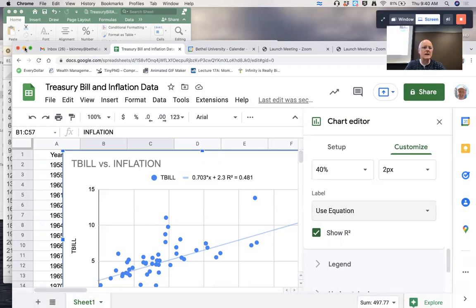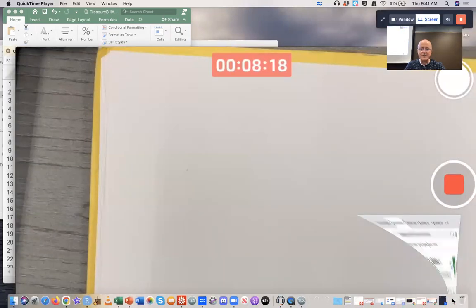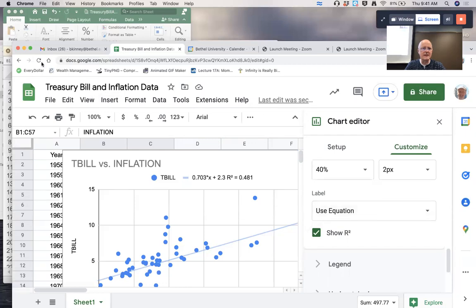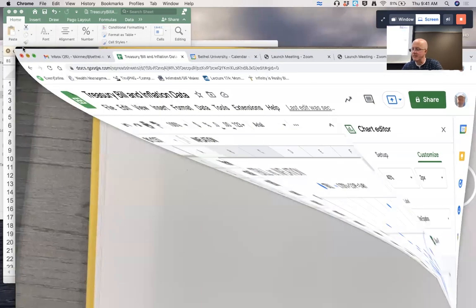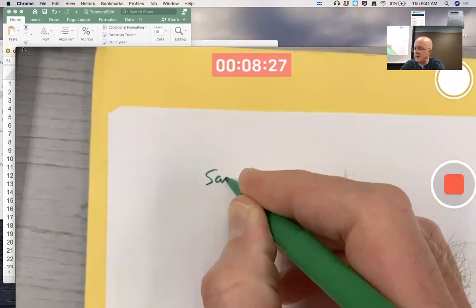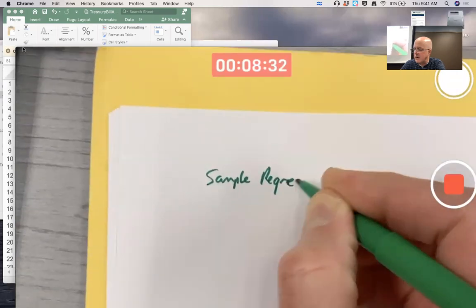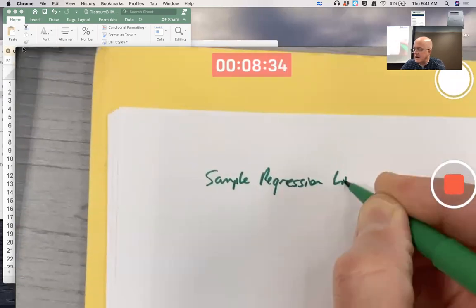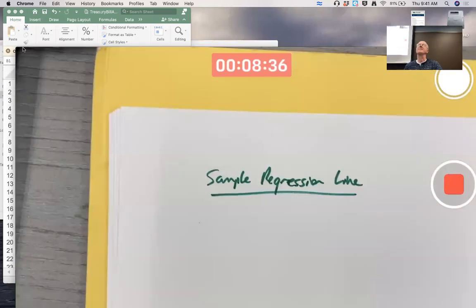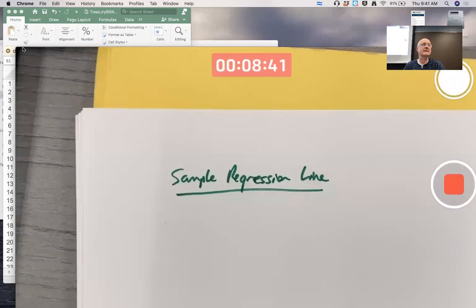So here we are. What are the coefficients again? The slope is 0.703 and the intercept's 2.03 or 2.3. You could call this a sample regression line. We are going to be talking inferential statistics here. So I'm going to call this a sample regression line rather than a population regression line. And if you did the reading in chapter 11, you know what I'm talking about.